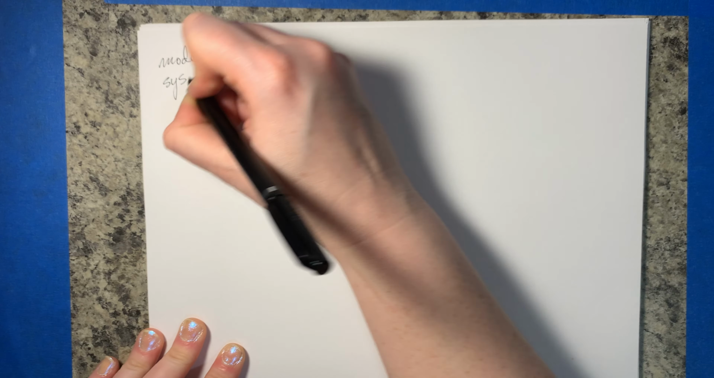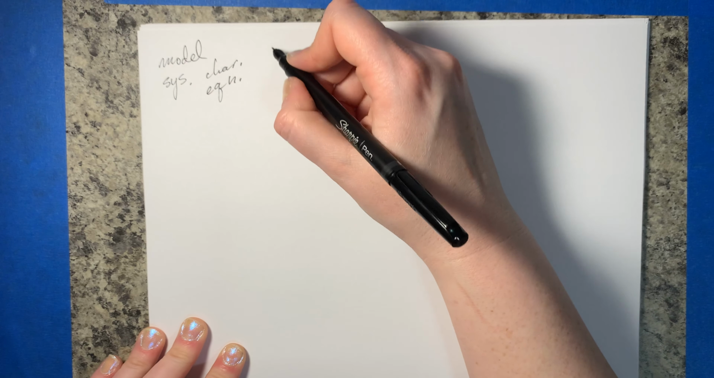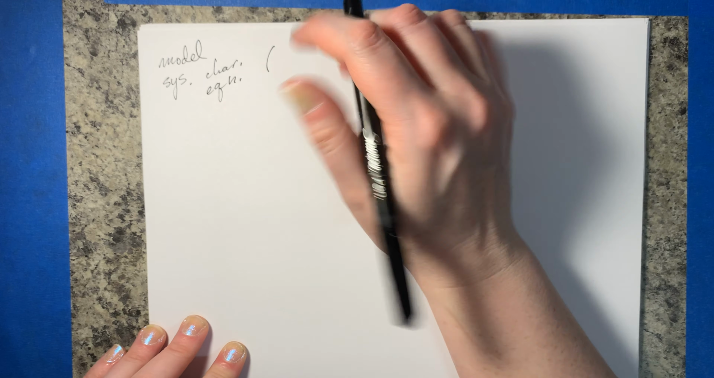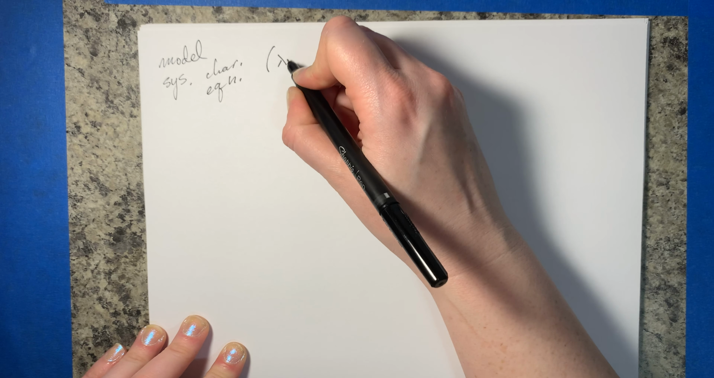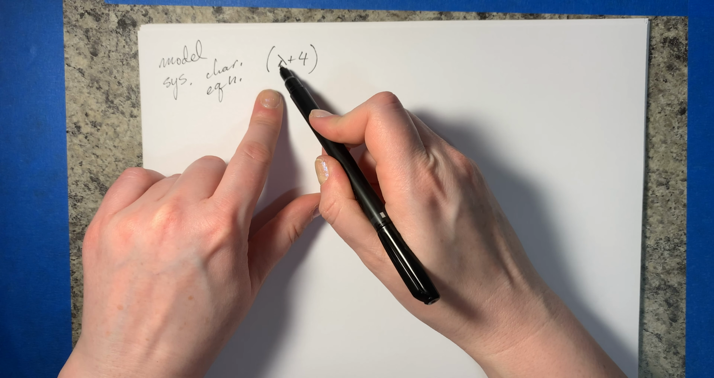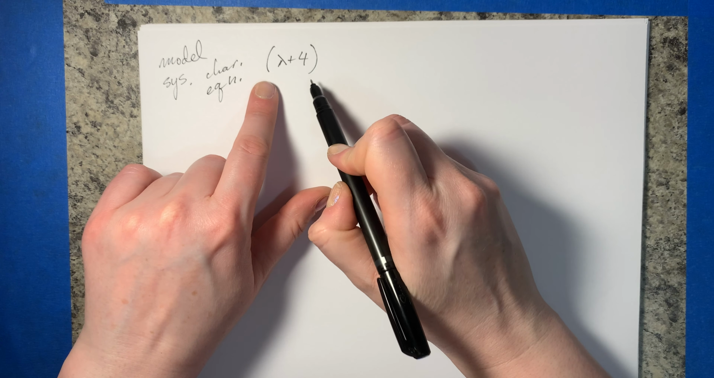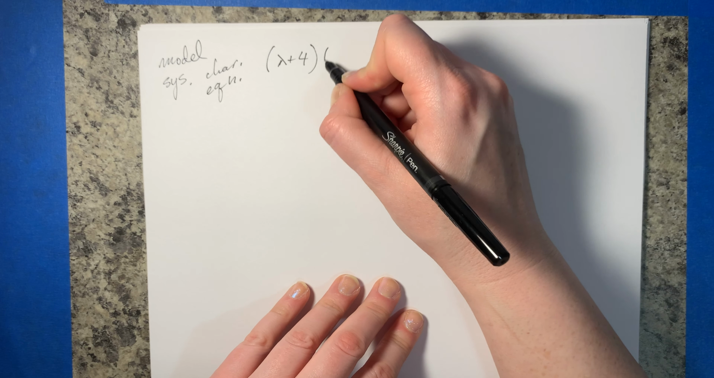So model system characteristic equation. And think about it in a factored form. So our first root is -4. So I'm going to write lambda plus 4. Think about this, solving this part of the equation would give me the root. So you add 4 right there.